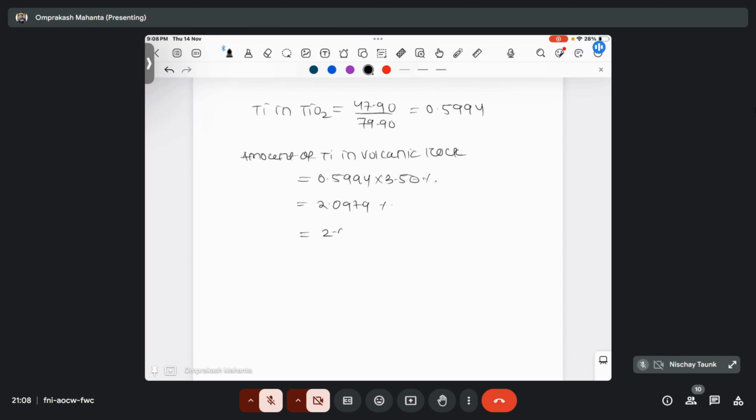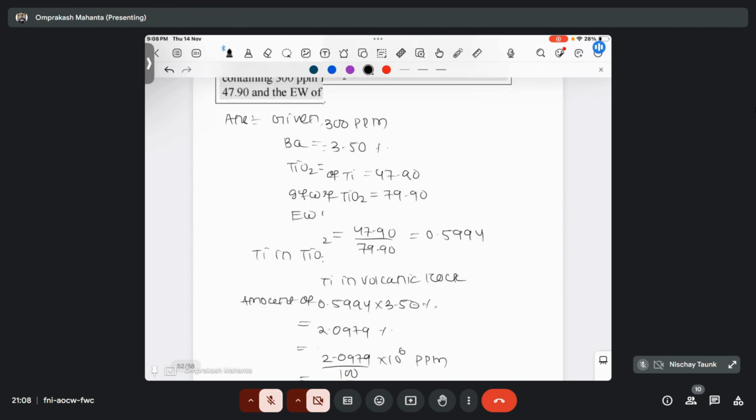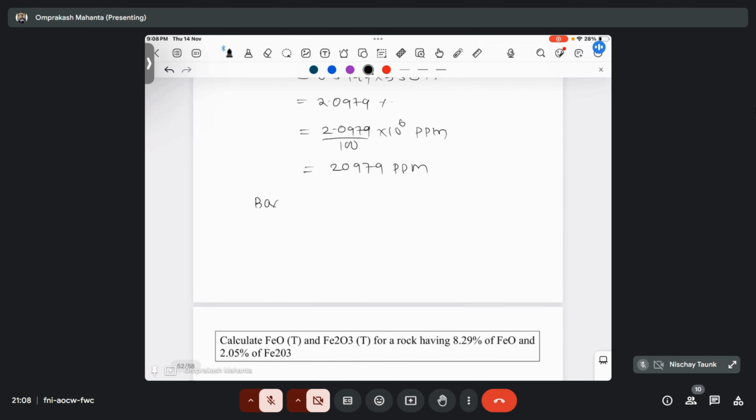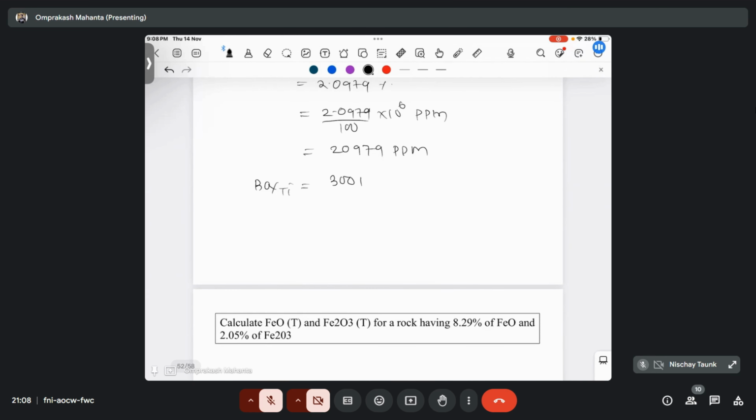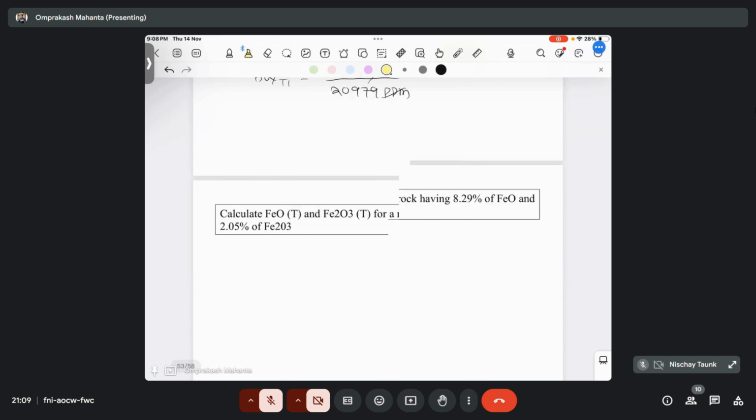So 2.0979 divided by 100 into 10 to the 6 ppm will come around 20979 ppm. It wants us to calculate Ba by Ti. Ba is 300 ppm, so Ba by Ti would be 300 ppm divided by 20979 ppm. It will come around 0.0143. So let's move to the next one.